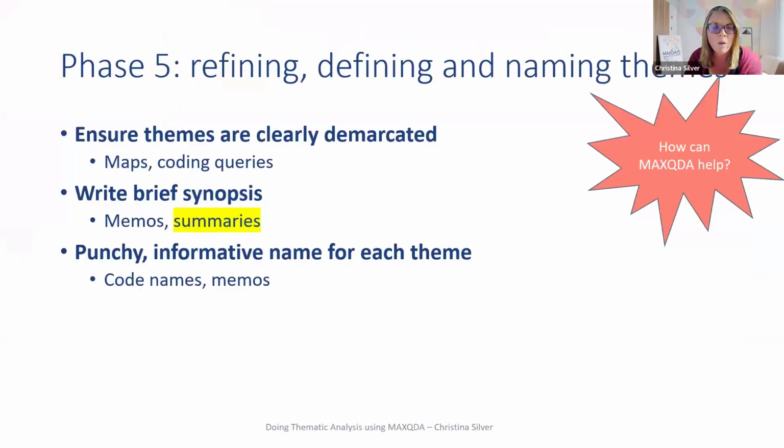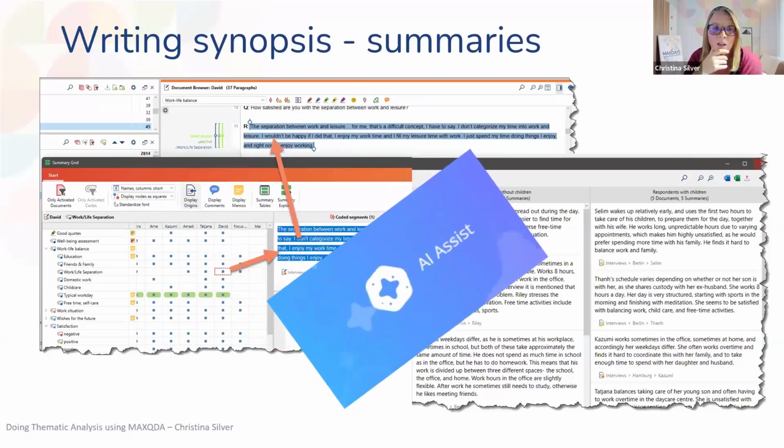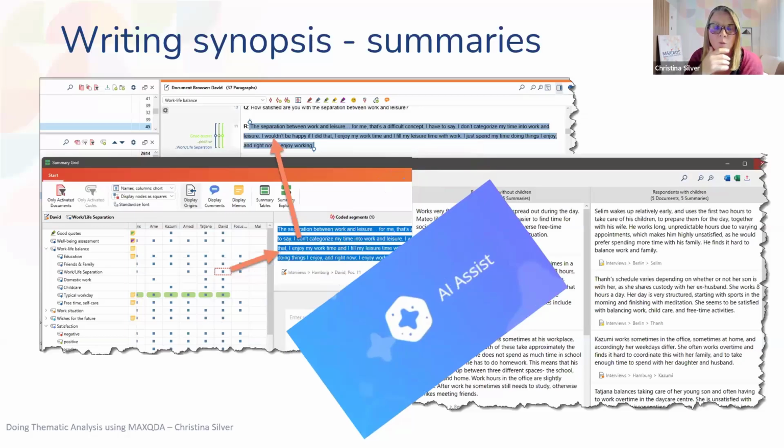Okay, we can write brief synopses of themes in all kinds of different places. We could do that in a memo, but I've got here an illustration of doing that in a summary. I quite like doing that in summaries because then I can see it comparatively. So this is showing you summary grids. And we can also have AI Assist help us with that if we want to.